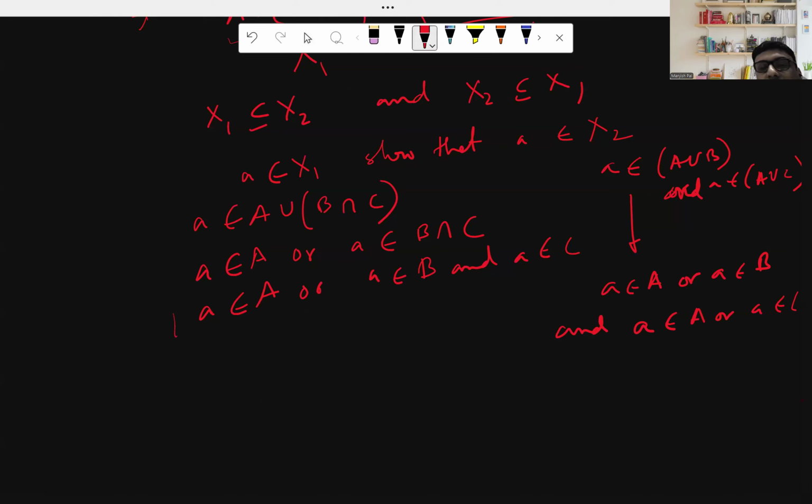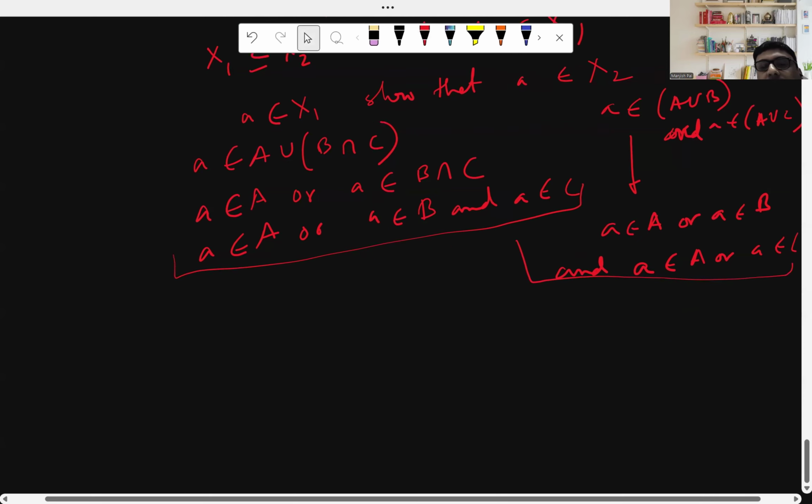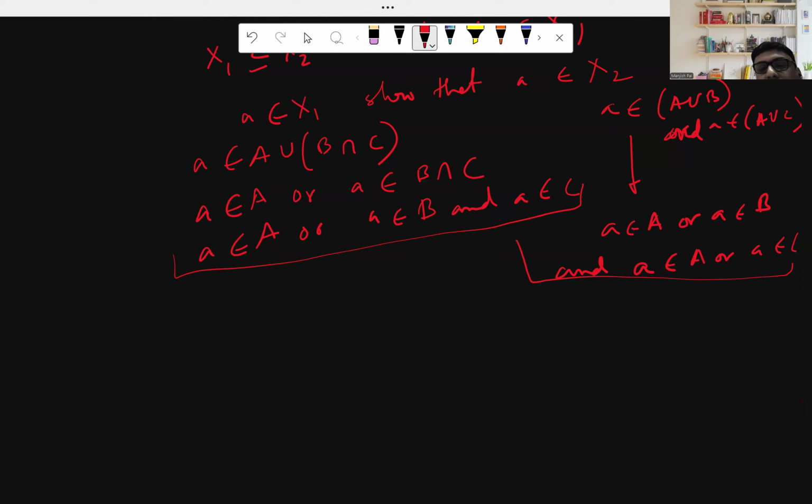So basically you can see that if A is in A or A is in B and C, A is in C, then this is the same as saying this. And these two predicates are basically equal, and hence these two sets are also equal.